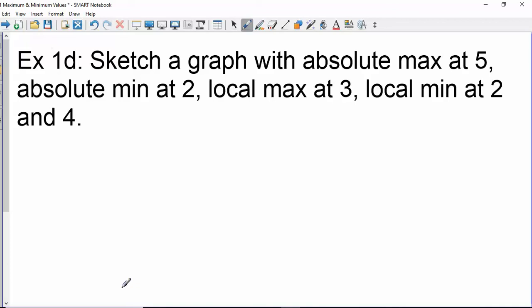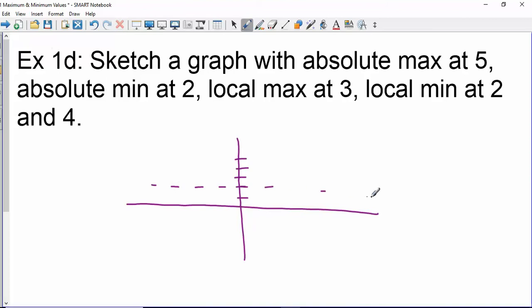Let's see if we can draw a graph to meet some requirements. So I want a graph that has an absolute maximum at 5. That 5 is referring to the y value. So the highest y value my graph ever hits is 5. An absolute minimum at 2. So this graph, basically the lowest value is going to be at 2, the highest value is going to be at 5. A local max at 3, a local max at 2, or a local min at 2 and 4. We got a lot of stuff to do here.